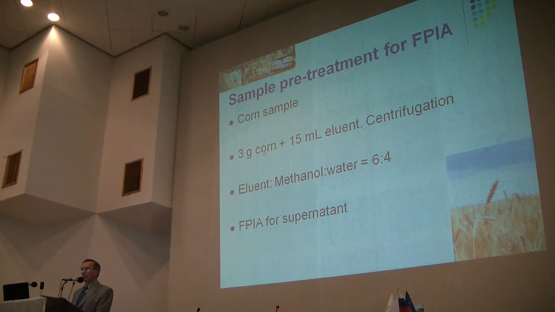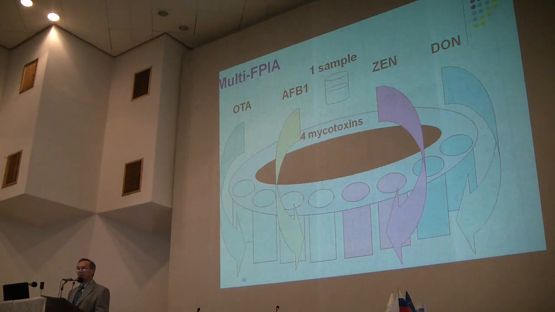We take a small quantity in our laboratory at the university, maybe not so correct from a sampling point of view, but we take 3 grams of corn, add eluent, extract, and only take the supernatant and directly analyze. So very simple sample pretreatment. And after that, from my point of view, it's possible to do multi-detection. We don't need to detect several simultaneously. We could detect as many as we need: one analyte if you need, 2, 3, or up to you what you need.